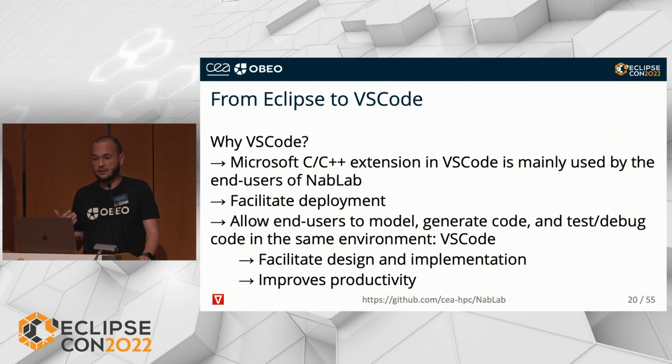So, why did the CEA want to migrate to VSCode? VSCode is widely used by NabLab mathematicians because of the C++ extension. NabLab users were switching between the NabLab Eclipse RCP product for modeling and then generating code, and then returning to VSCode to test and debug this generated code. From now on, they will be able to do that in the same environment, which will improve their productivity.